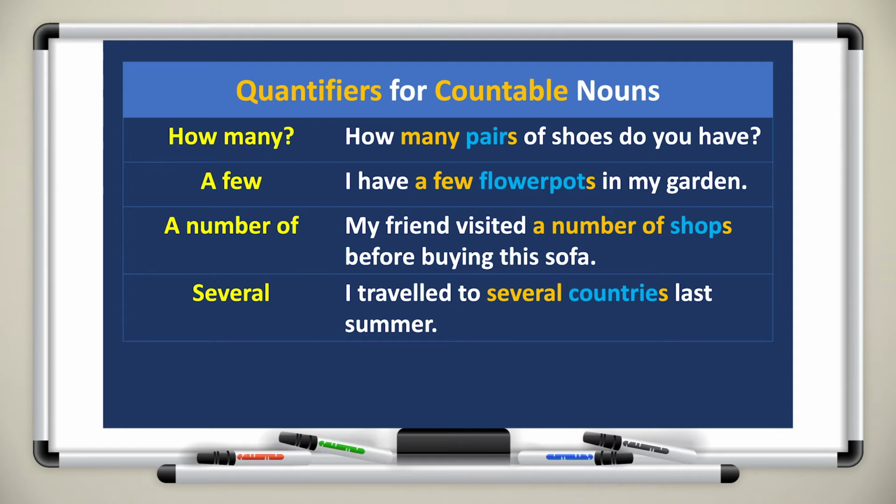Or I can use the quantifier a number of. My friend visited a number of shops before buying this sofa. So a number of shops. I added S to the word shop because shops can be counted. Several is also a good quantifier used for the countable nouns. I traveled to several countries last summer. You see here, countries with an S because I can count it.